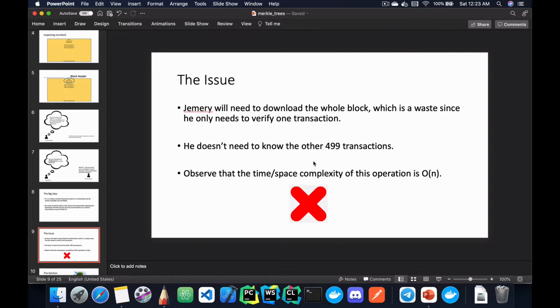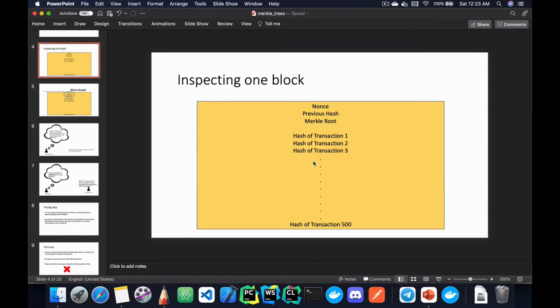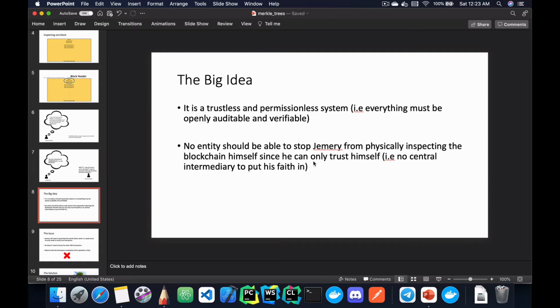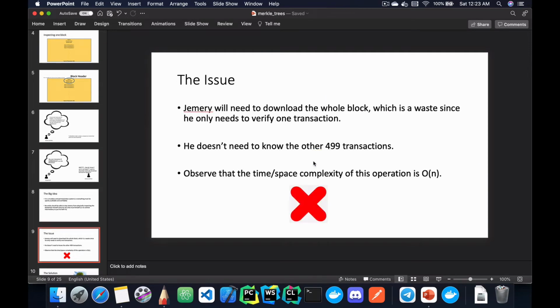But this is a waste of computing resources and time. Because the thing is, he doesn't need to download the whole block. So as you can see from the previous slide, let's say this particular block contains 500 transactions. The thing is, January doesn't need to download all 500 transactions. This is a waste of resources as said earlier.